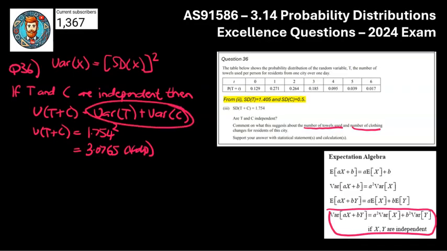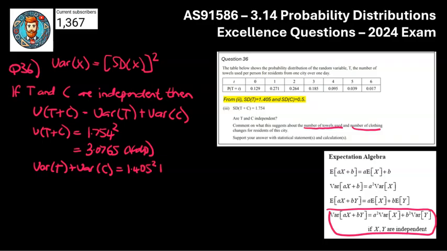So we can now figure out the variation of T and the variation of C. Again, we've already got those numbers from the previous question, so we're going to square those. So let's find the variation of T plus the variation of C. That's going to be 1.405 squared, plus 0.5 squared. That was the variation of T, and that's the variation of C. Now I can plug it into my calculator, and that there is going to be 2.2240, with a 4 dp rounding.